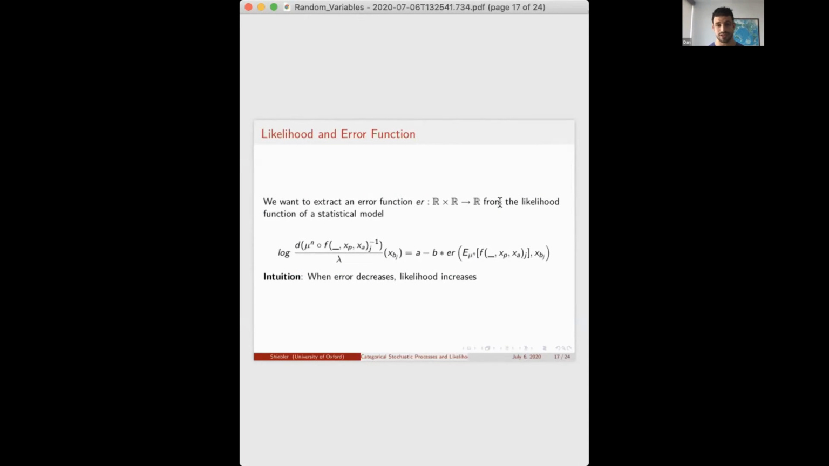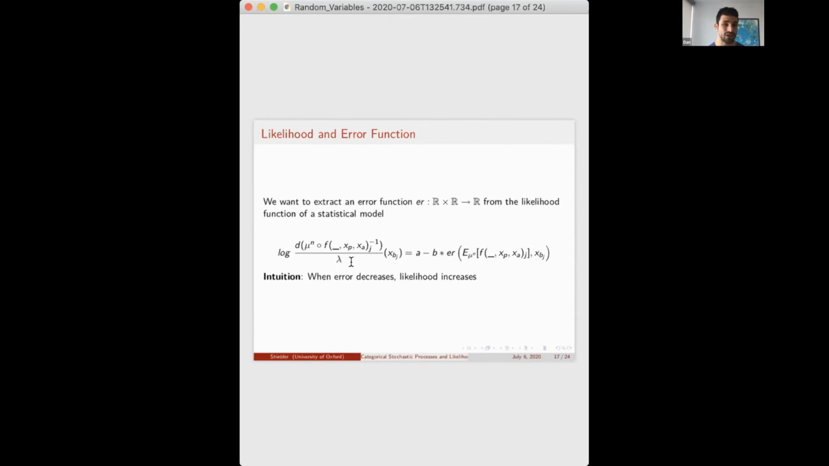The likelihood condition and error function condition is a little bit more subtle. Basically, we want to extract an error function from our likelihood functions that has this kind of structure where error decreases means likelihood increases. So just a quick note, this expression on the left is the Radon-Nikodym derivative with respect to the Lebesgue measure. That is generally how likelihood functions are described. Likelihood is really just a synonym for that. So we take that derivative of our push forward measure and that forms our likelihood function.